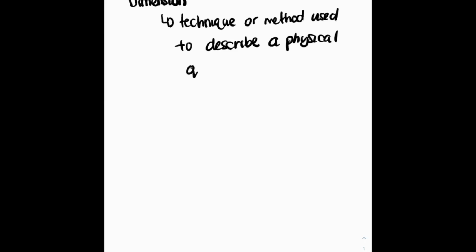So the next part here is we're going to look at what the dimension means. So dimension is defined as a technique or method used to describe a physical quantity in terms of its basic quantity.